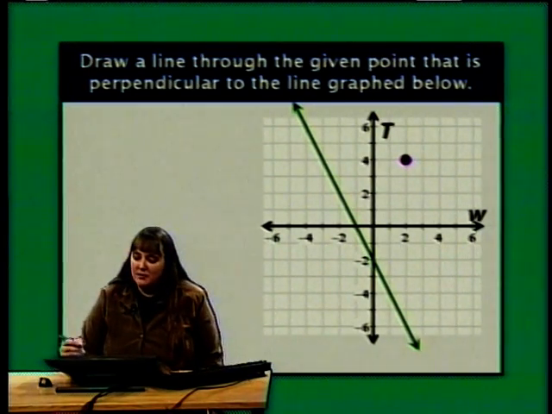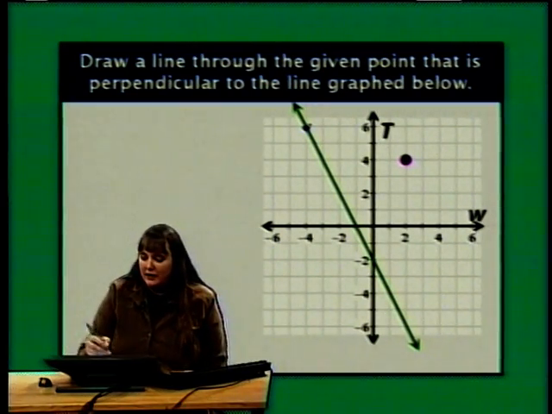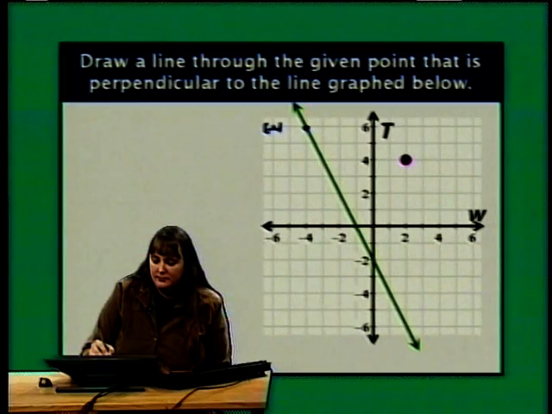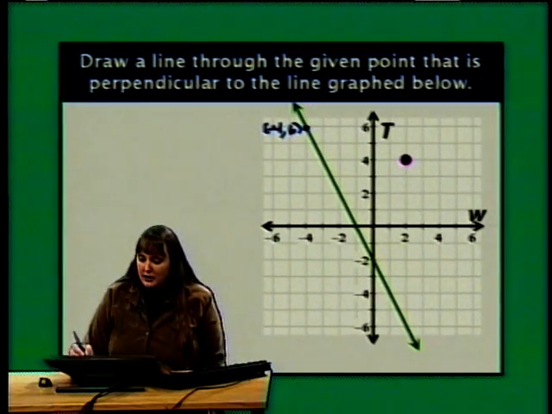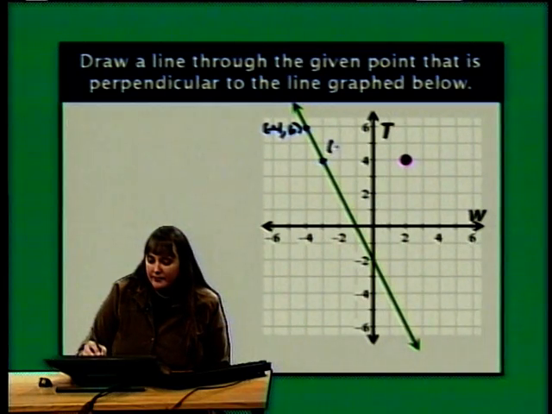So let's find a couple of points on this line. Looks like I have one here at (-4, 6). And another one at (-3, 4).